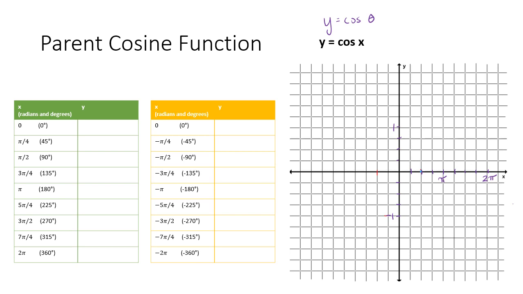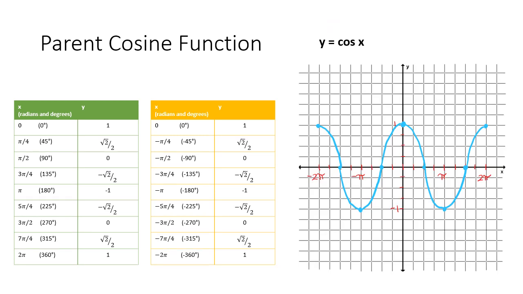Okay, so let's check our work. First of all, in our tables, we'll see again some of those repeating values, some of the exact same ones that we saw for sine: 1, root 2 over 2, 0, negative root 2 over 2, and negative 1. The only difference is the order of those values. Now when we look at the plotted points, we end up seeing a very similar shape. But the difference is kind of where that shape starts.